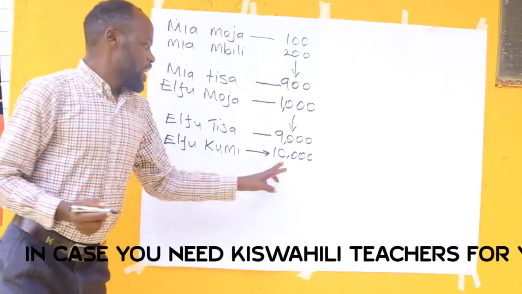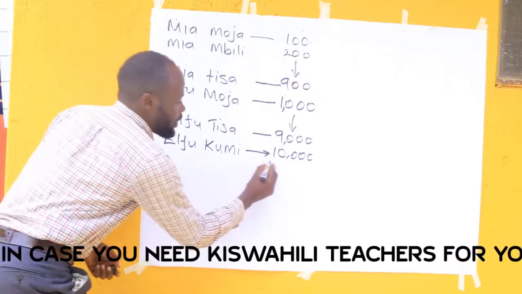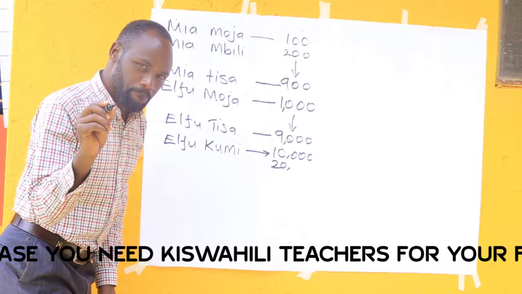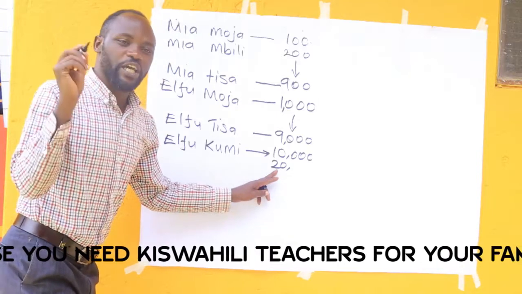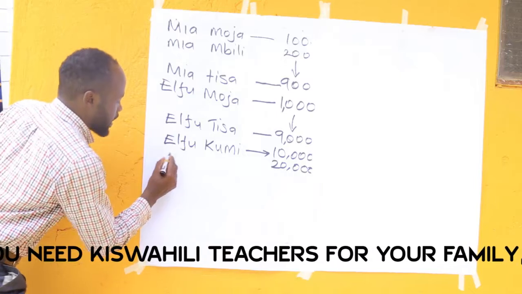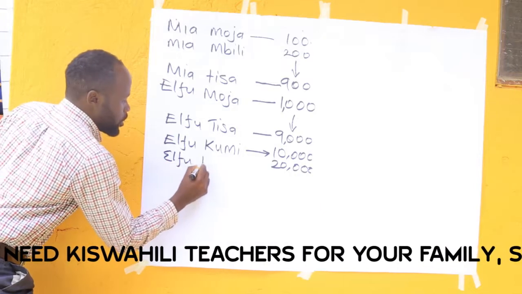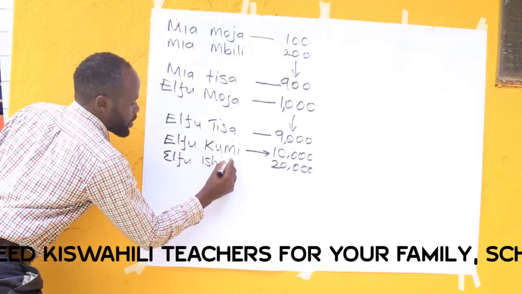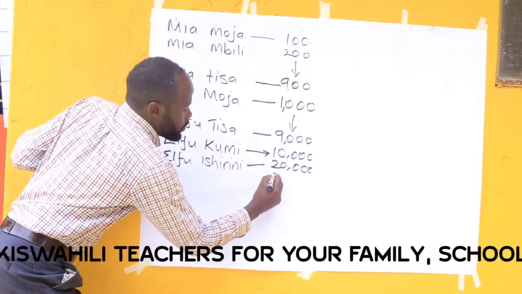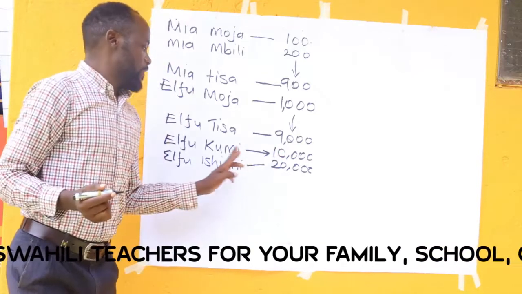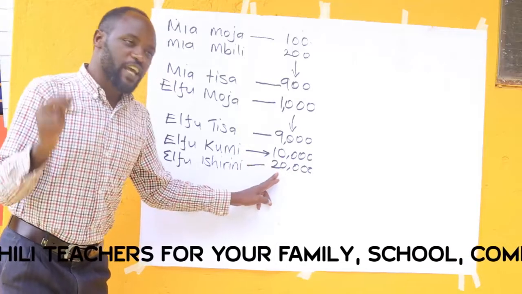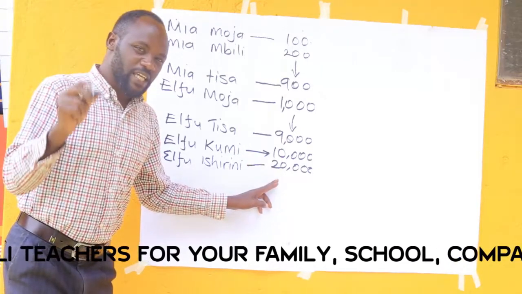Elfu kumi, that is 10,000. Then, depending on the figure here, we can have 20. How do we call 20? Do you still remember? 20 is called ishirini. So we shall call it elfu ishirini. So if we have 10, elfu kumi, 20, elfu ishirini, 30, elfu thelathini, 40, like that.